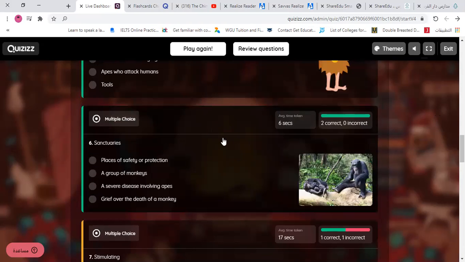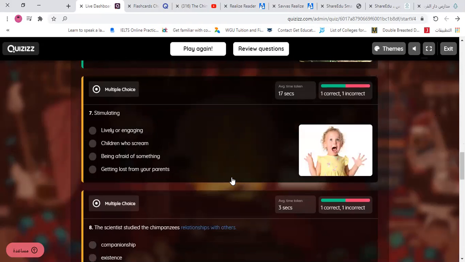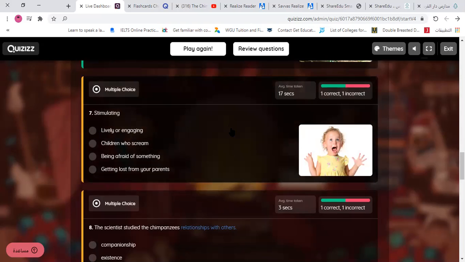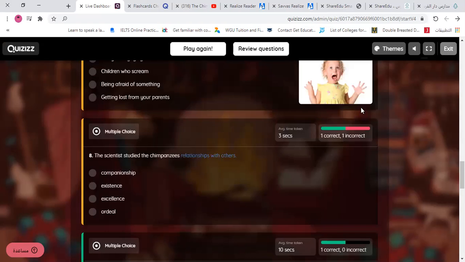Sanctuaries. A place of safety or protection. Excellent. So it's the first one also. Stimulating. Lively or engaging, children who scream, or being afraid of something. Lively or engaging. Excellent. So it's the first one. Very good. And then: the scientists studied the chimpanzees' relationship with others. I want the word that I can put instead of relationship with others. I'll put what? Companionship.